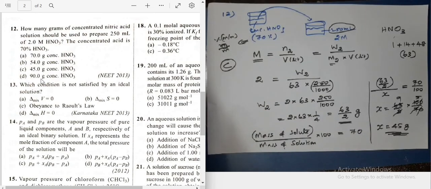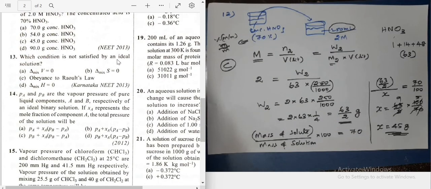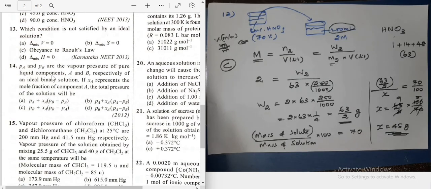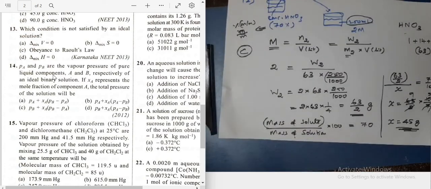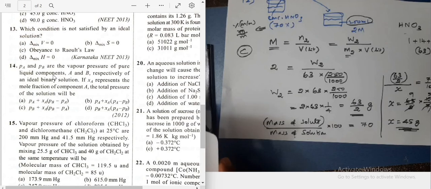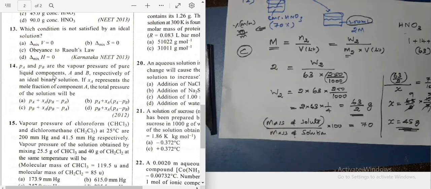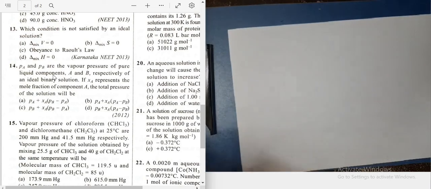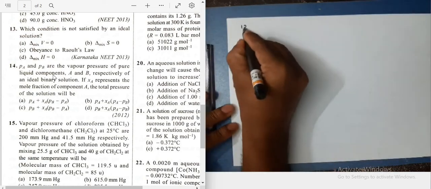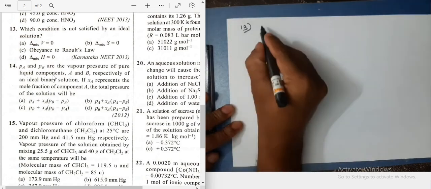Question number 13. Which condition is not satisfied by an ideal solution? Can anyone tell me the answer? Delta S mixing equal to 0 is not satisfied, because delta S mixing should be positive, greater than 0. So for question number 13, the correct option is B.